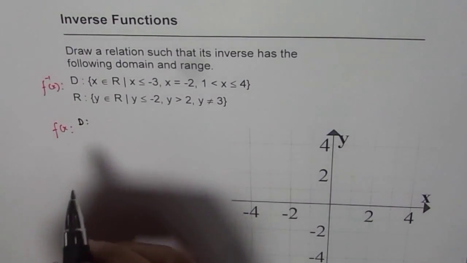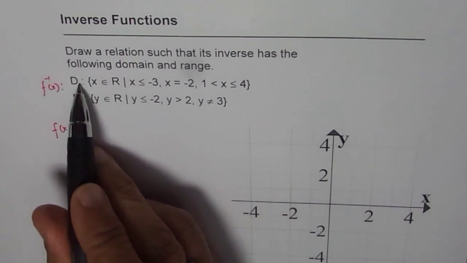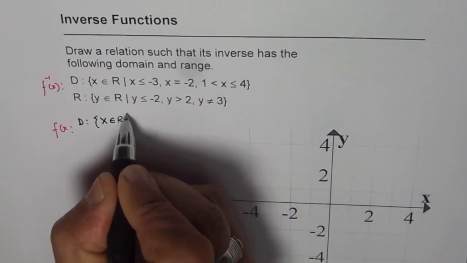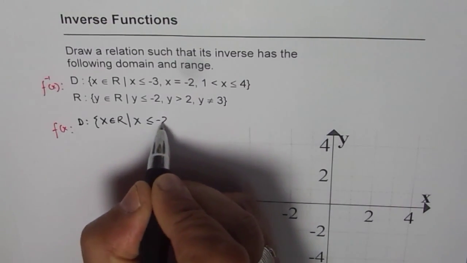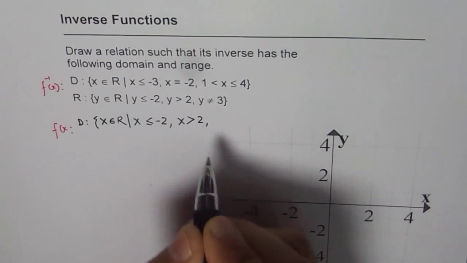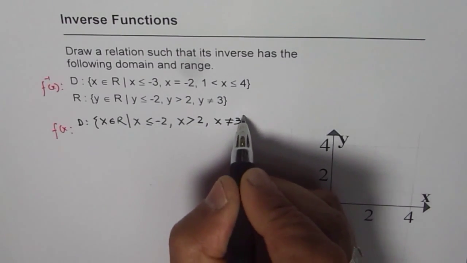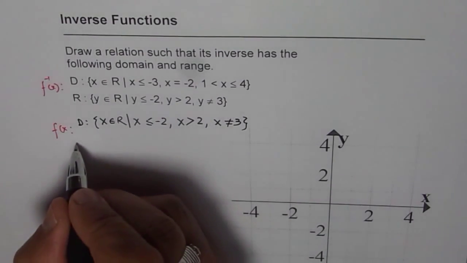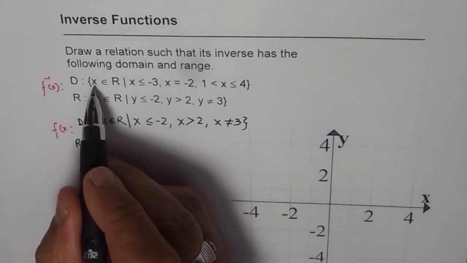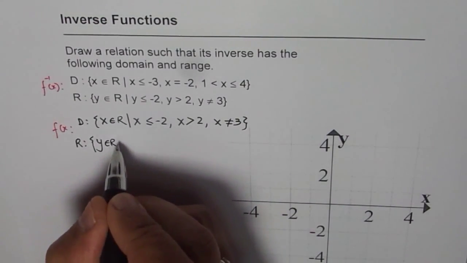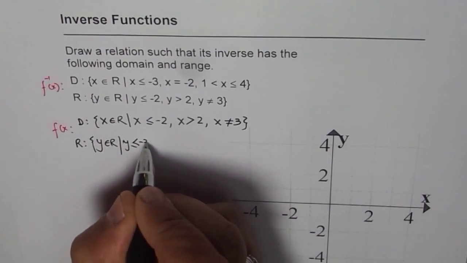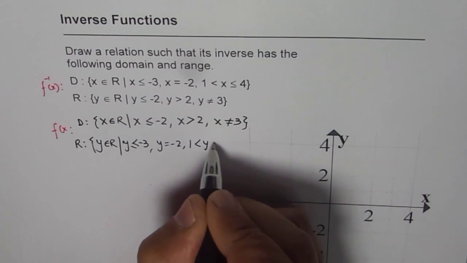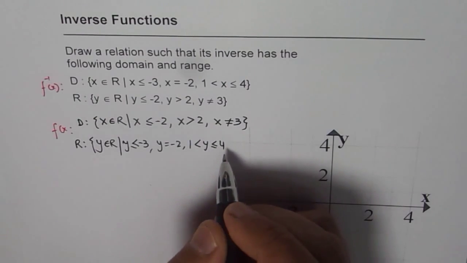So what is that going to be? Range becomes the domain and domain becomes the range. So let's copy the range as domain. So we get x belongs to real numbers so that x is less than equal to minus 2, x is greater than 2, and x is not equal to 3. So that becomes the domain of our function which we need to sketch. Range will be the domain of the inverse function. So it will be y belongs to real numbers so that y is less than equal to minus 3, y equals minus 2, and y is greater than 1 but less than equal to 4.